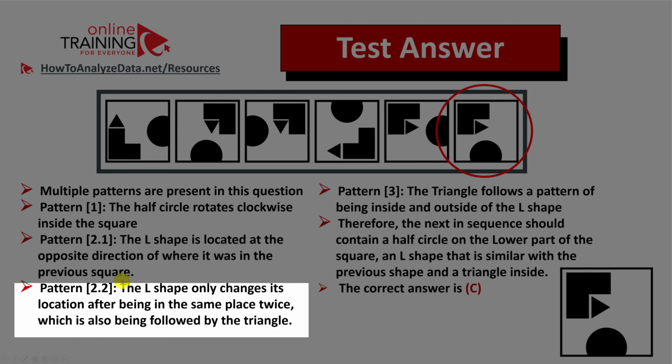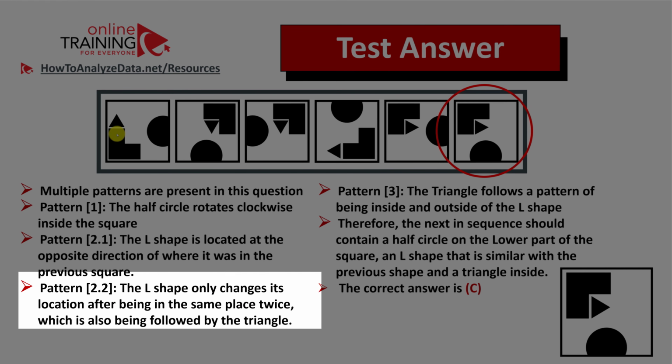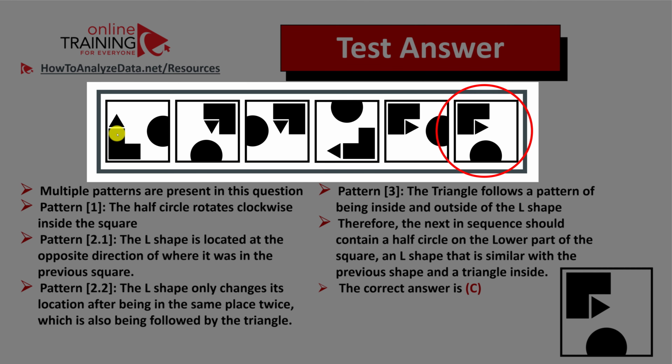And then the third pattern, also related to the L shape, is where the L shape only changes its location after being in the same place twice, which is also being followed by the triangle. As you can see, the L shape in the first square is located in the bottom left corner. And then in the next 2 shapes, it's located in the upper right, and then in the upper right again. Then it changes the position and goes into the bottom right. And then in the next 2 positions, according to the pattern, would be upper left and then upper left again.